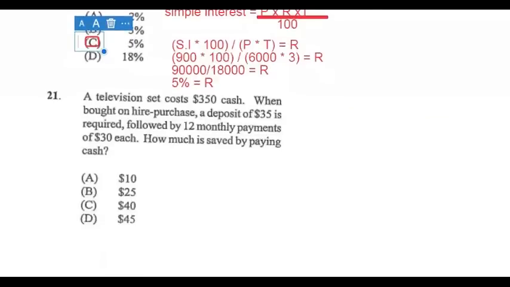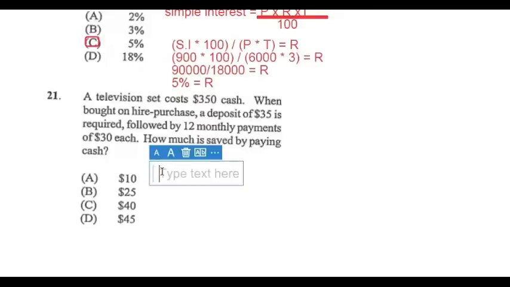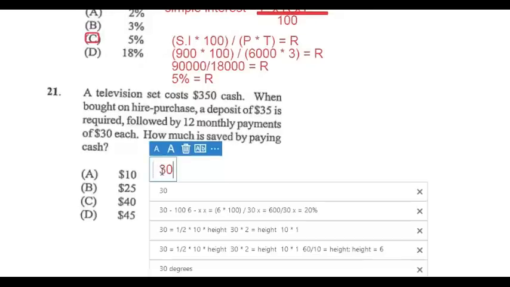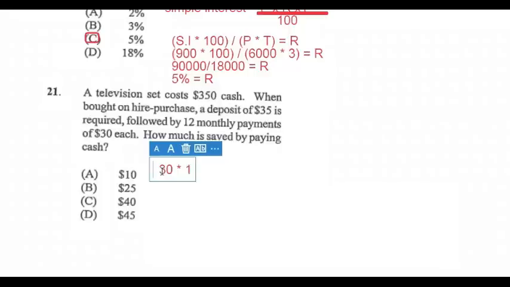A television set costs $350 cash. When bought on hire purchase, a deposit of $35 is required, followed by 12 monthly payments of $30 each. How much is saved by paying cash? So if we're doing the hire purchase, the monthly payment is $30 for 12 months. So 30 times 12 is equal to $360.